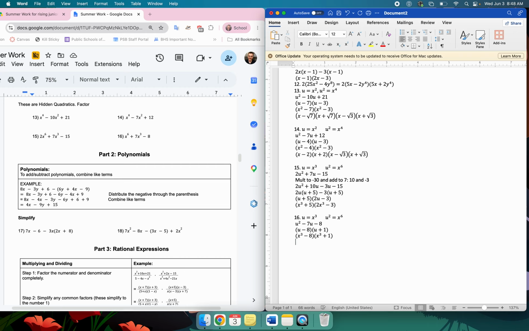If you got this far, that's fine. That's good enough. You don't have to go any further than this. You may have studied last year the difference of 2 cubes and the sum of 2 cubes. You don't need to know that for this course, so it's totally fine. But if you wanted to factor this further using the difference of 2 cubes formula and sum of 2 cubes formula, you could. Off the top of my head, I have to think about what it is. I'm pretty sure it's x minus 2 times x squared.